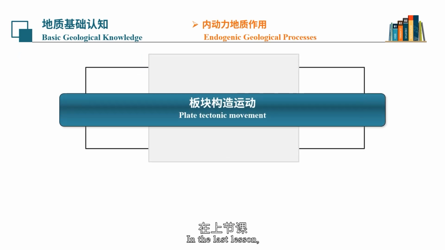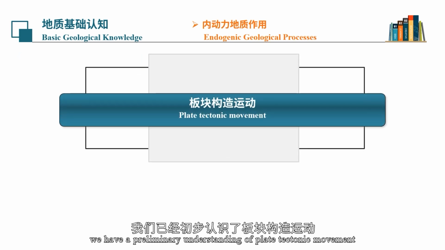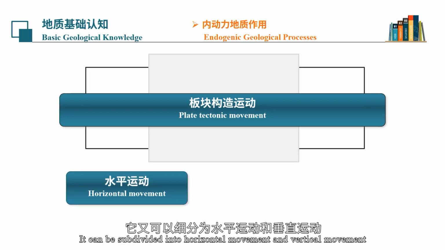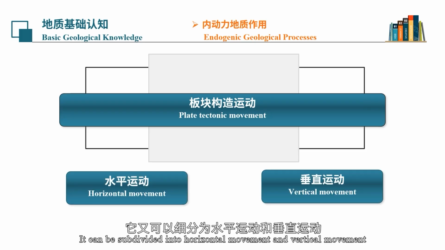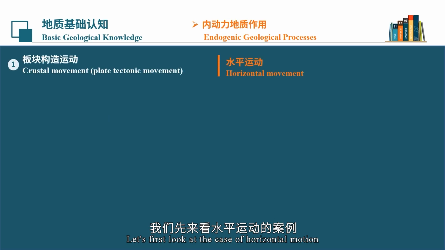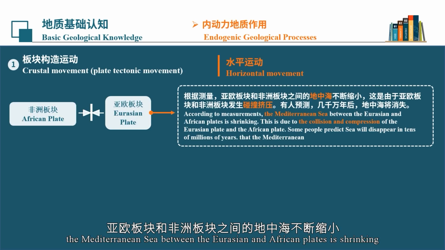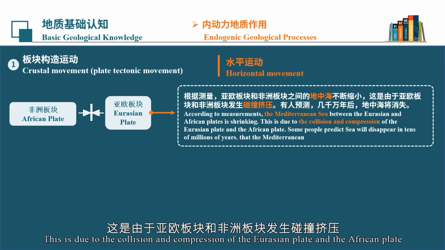In the last lesson, we had a preliminary understanding of plate tectonic movement. It can be subdivided into horizontal movement and vertical movement. Let's first look at the case of horizontal motion. According to measurements, the Mediterranean Sea between the Eurasian and African plates is shrinking. This is due to the collision and compression of the Eurasian plate and the African plate.